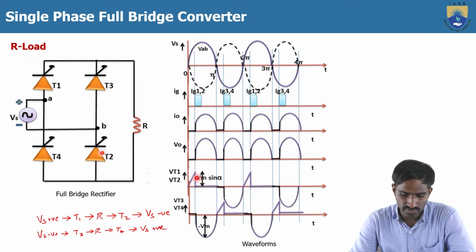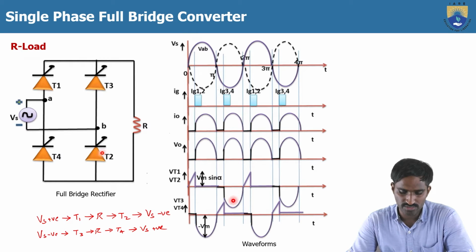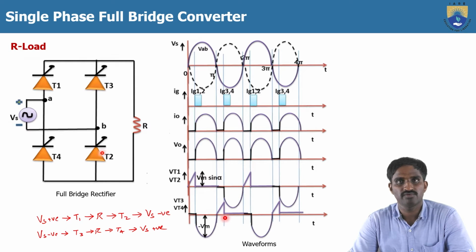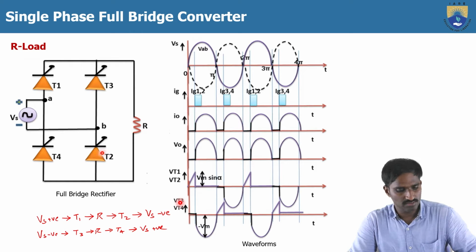During this time they are turned off, so the voltage across these two thyristors is the same as the supply voltage. Here the reverse biased voltage is applied across these two, so we get the reverse voltage across the thyristors VT1 and VT2. Similarly for VT3 and VT4. So this is the operation of the single phase full bridge converter with R load.